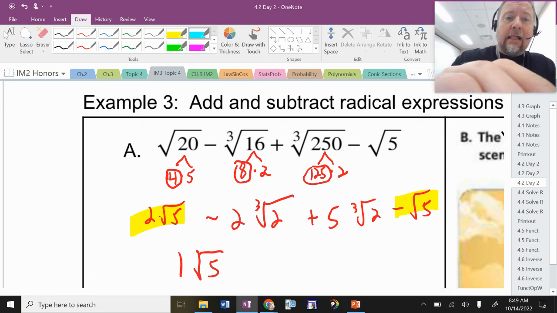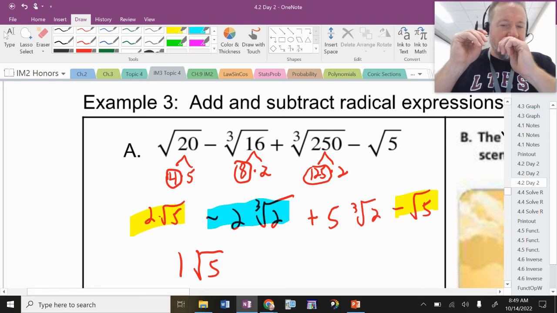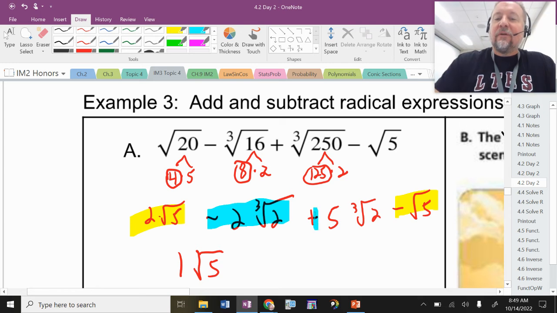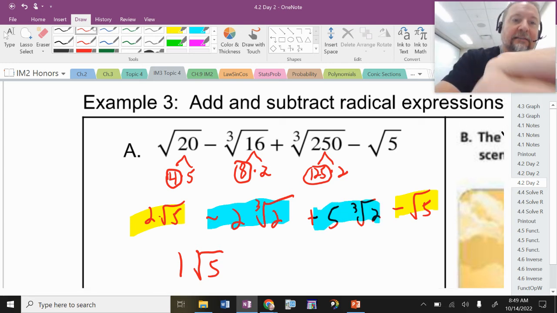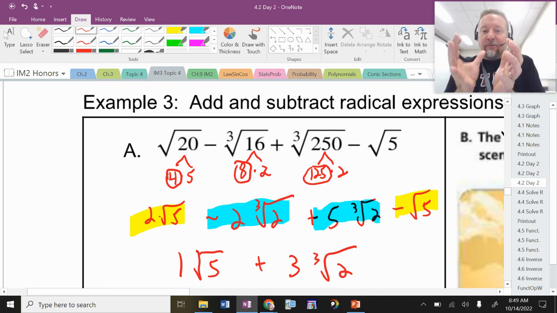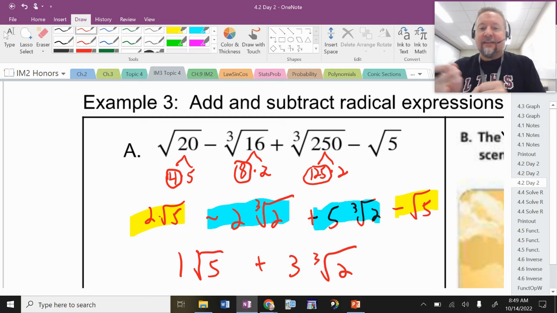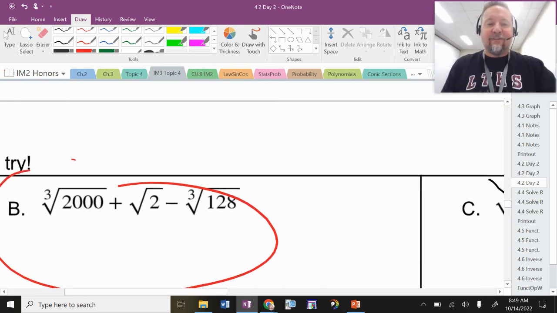And then negative 2 cube root of 2, I'm okay, plus 5 cube root of 2 is 3 cube root of 2. Those are like variables. Like that's like minus 2x plus 5x. That's 3x. Okay, got to move on. Not doing that one, the word problems. You can read and then figure out what's going on there.